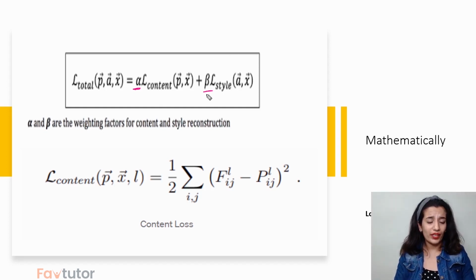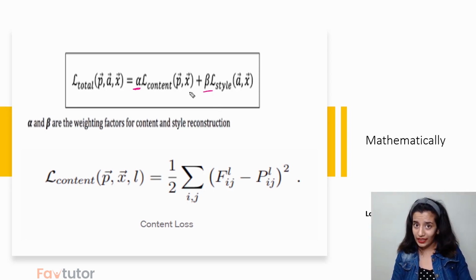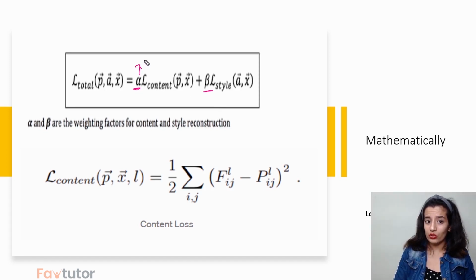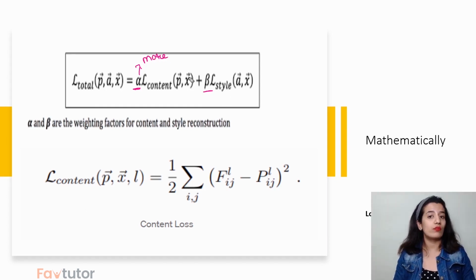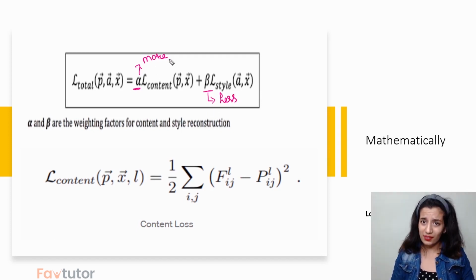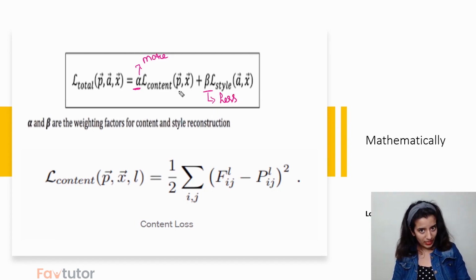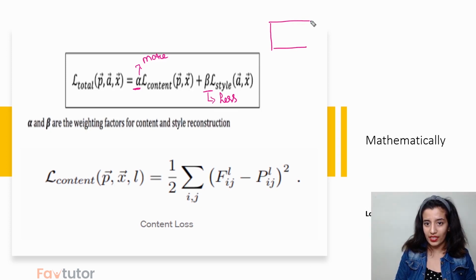What is the meaning of the weight? Basically the theory is simple. If you want to retain the content, you should give alpha more weight. This is very, very important. The alpha given here should be more, and you want the style weight to be lesser than alpha. Why? Because if you do this, your content will be retained, and if the style weight is less, the generated image will retain the content and adopt the style.